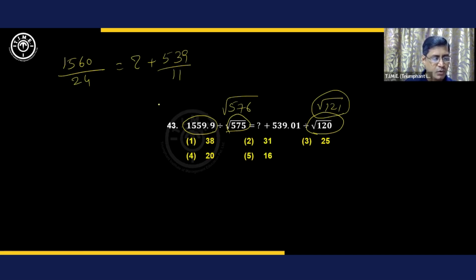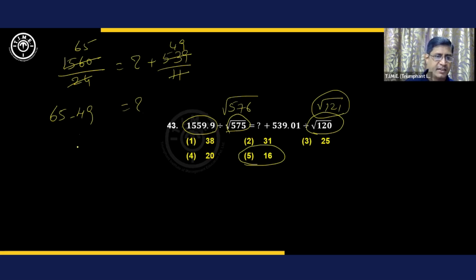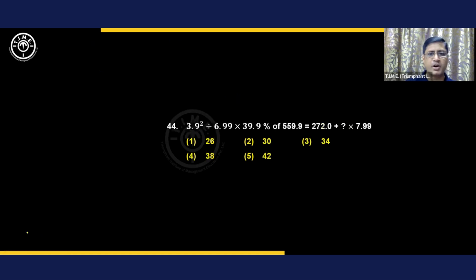Now solving this. What is the cancellation here? Now it was exactly how many times? 65 times. Okay, what about 11? 11 here it was 49 times. The value of the question mark is equal to 65 minus 49. The result is option number 5. Fifth choice is the right answer. The value of the question mark is 16. Okay, now look at the next example on your screen.